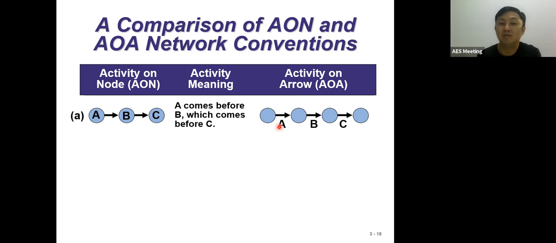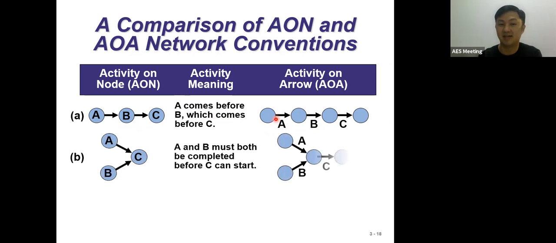So what I am trying to share with you here is that we have two methods, by looking at the diagrams: AON and AOA. Now, come to the activity meanings. We can say that A comes before B, which comes before C. So this is saying A to B, B to C, and on your right side is AOA, A to B, B to C. So that is the comparison of networks here.